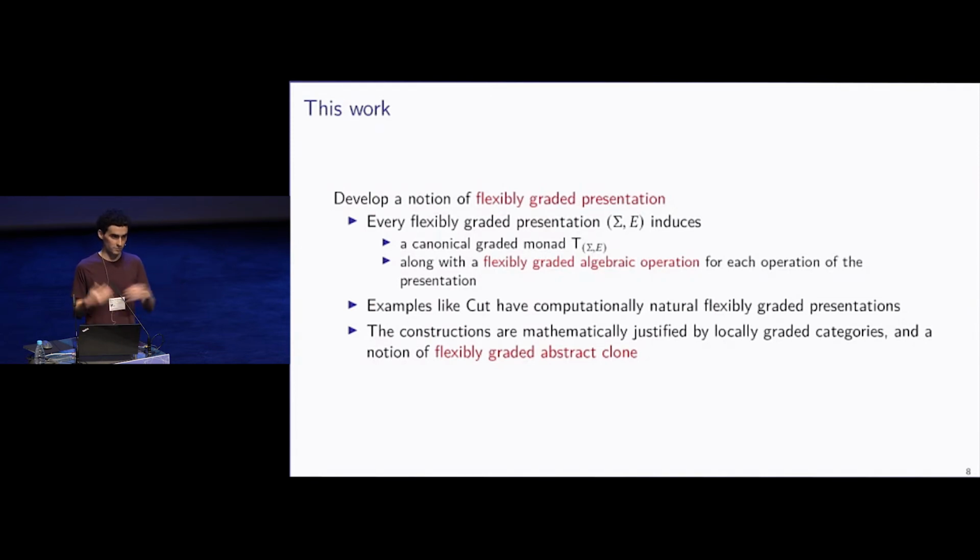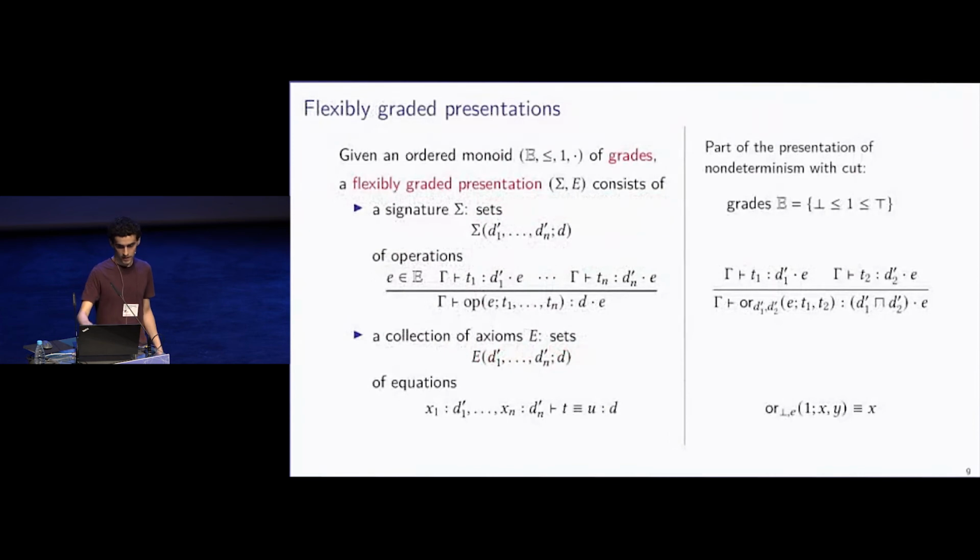And then, yeah, we do all the proofs and show that we get a graded monad and so on. Okay, so for the remaining time, I'll go over this in more detail and say what these things look like, how everything works. I'm not going to give the full details of anything because there's not enough time to do this. But I'll start by saying what a flexibly graded presentation is.